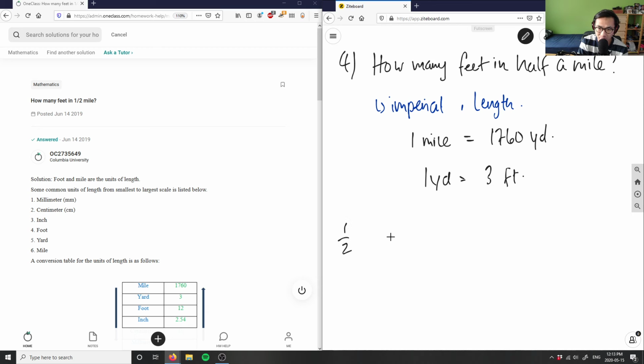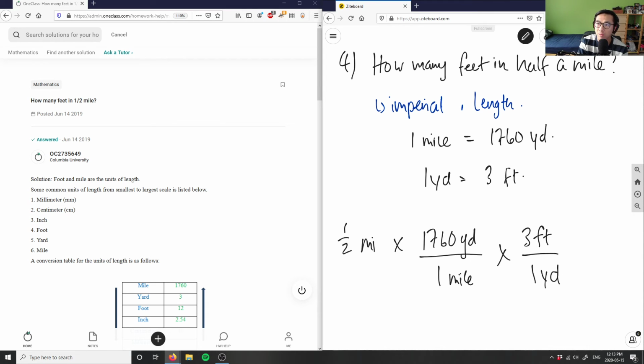So I have half a mile, and multiply that by, I know that in 1 mile I have 1,760 yards. And then in 1 yard, I have 3 feet, right? So I have 3 feet per 1 yard here. And as you can see, these cancel out. Miles cancel out, yards cancel out. I'm left with feet, which is great, which is what I want here.